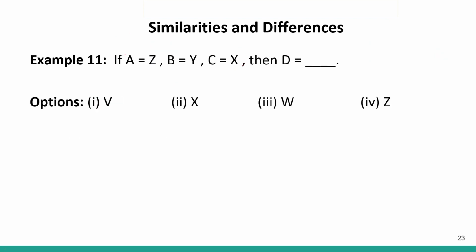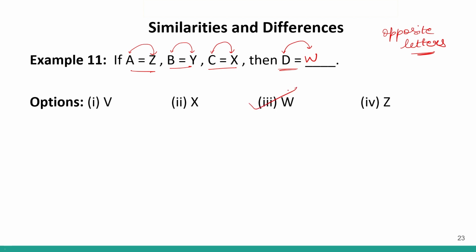Now, A equals Z, B equals Y, C equals X, and then we have to find the value of D. If you remember, there was a concept of opposite letters. This we studied in alphanumeric coding-decoding, and also we discussed in the last class. A is the opposite letter of Z. Similarly, B is the opposite letter of Y, C is the opposite letter of X. Similarly, for D, the opposite letter is W, and our answer will be option number 3, W.